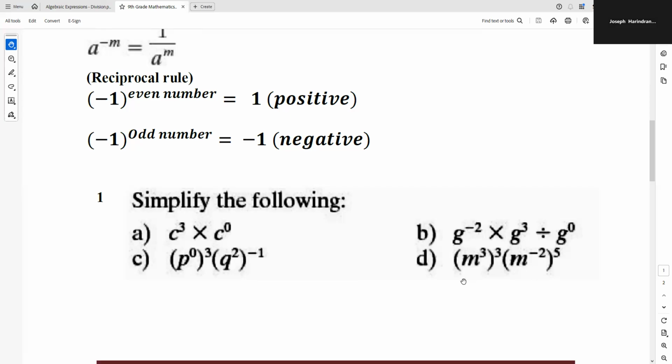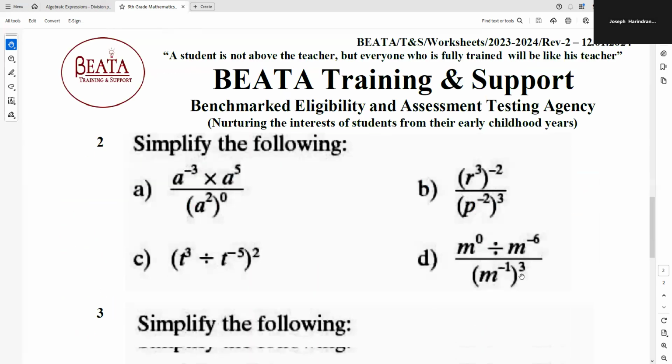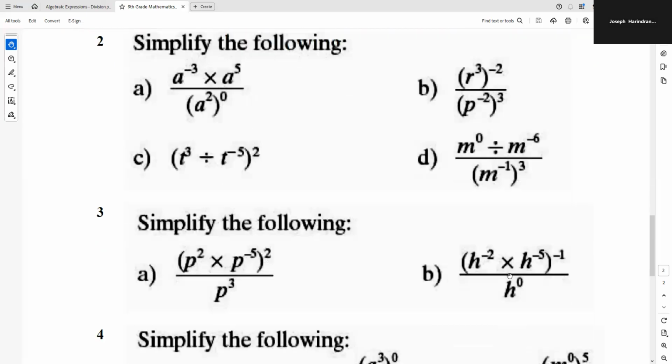Now we multiply the two. m is the same base. So m power 9 plus minus 10, or 9 minus 10, which is equal to m power minus 1, or m power negative 1, which can be written as 1 by m, with the positive exponent. That's it. Moreover, we have a few more questions like this. Let us go on to the little more complex ones.